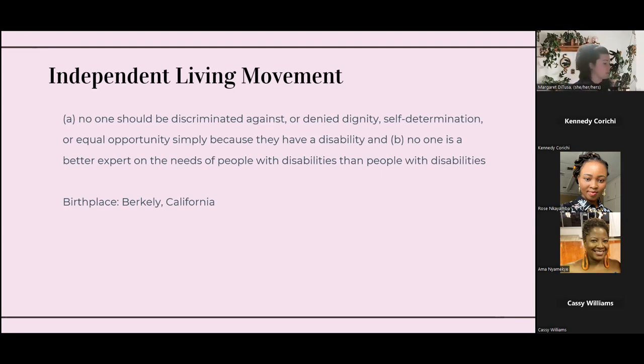The independent living movement believed that no one should be discriminated against or denied dignity, self-determination, or equal opportunity simply because they have a disability, and that no one is a better expert on the needs of people with disabilities than people with disabilities. And the birthplace was Berkeley, California.